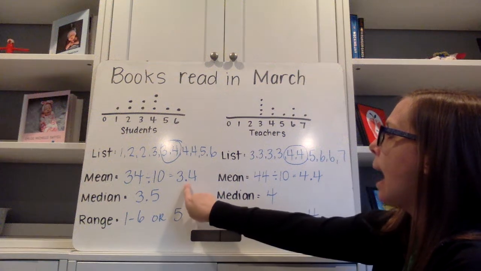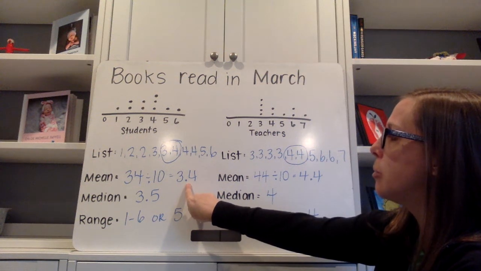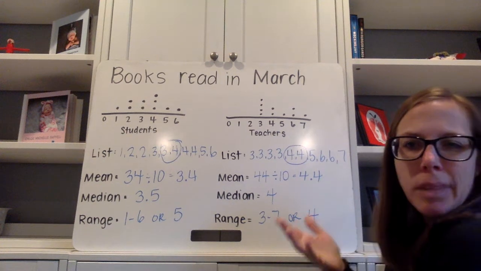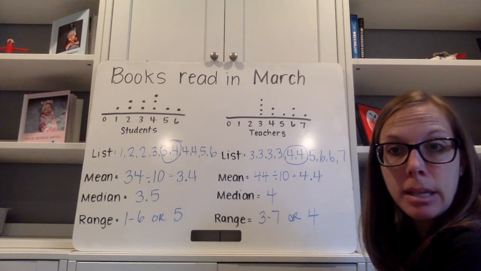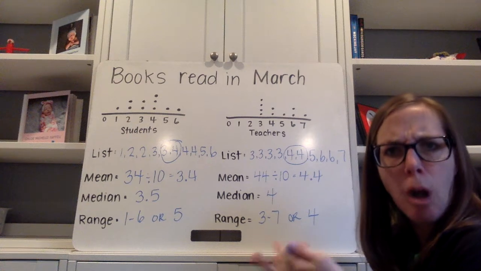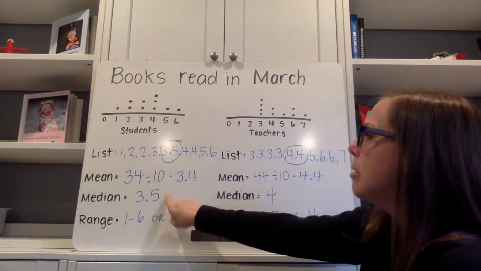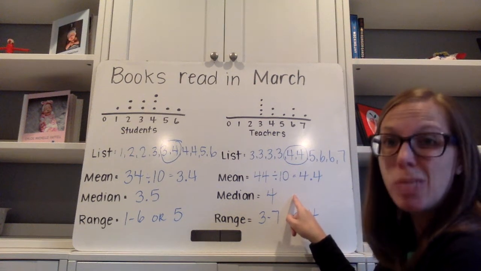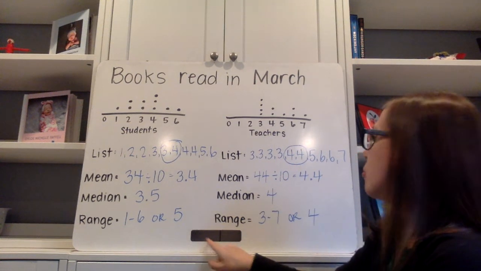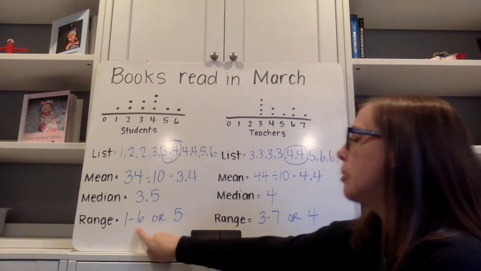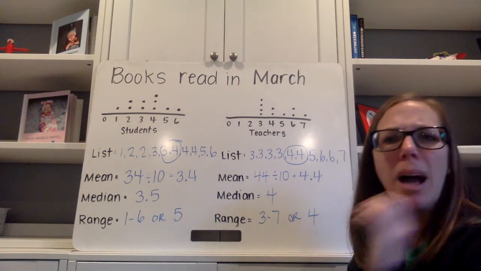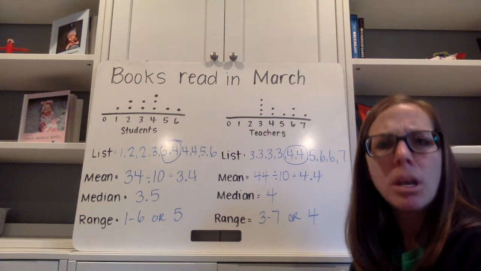In looking at it, the average number of books read by a student was 3.4, and the average for a teacher was 4.4. That's not that drastically different, so I would say that's pretty comparable. The median for students was 3.5. The median for teachers is 4. That's pretty close. The range for students is 1 through 6, or 5, and the range for teachers is 3 through 7, or 4. Again, pretty close.